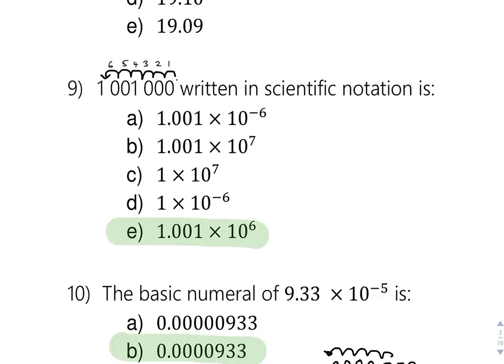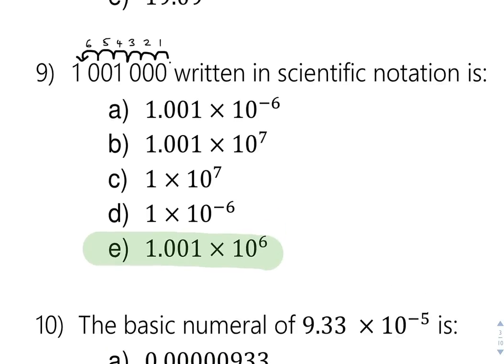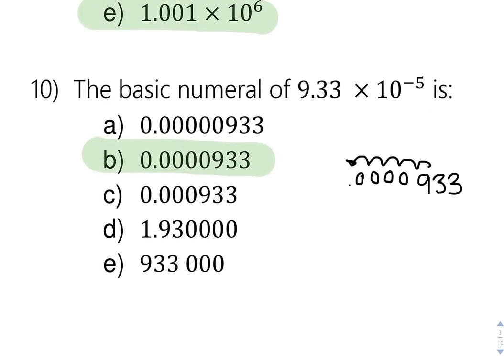To write something in scientific notation, you need a number between 1 and 10. So 1.001, and then we move our decimal place 6 places. So we're going to times 10 to the power of 6. Number 10, we want to take the basic numeral of 9.33 times 10 to the negative 5. So negative 5 moves our decimal point to the left and we move 5 places. So we're going to have 0.0000933. That's 4 zeros after the decimal point, giving us the result of B.